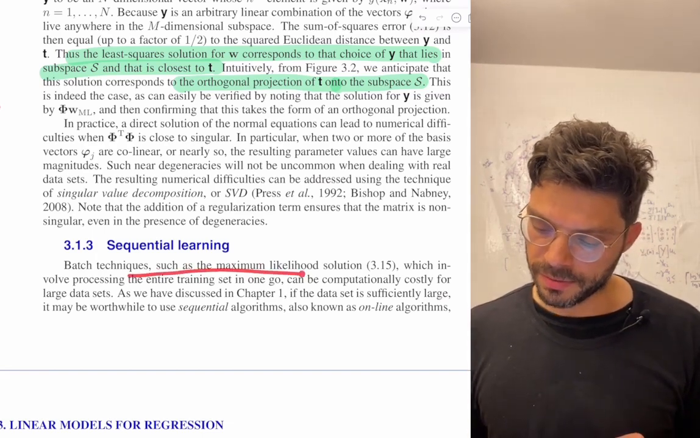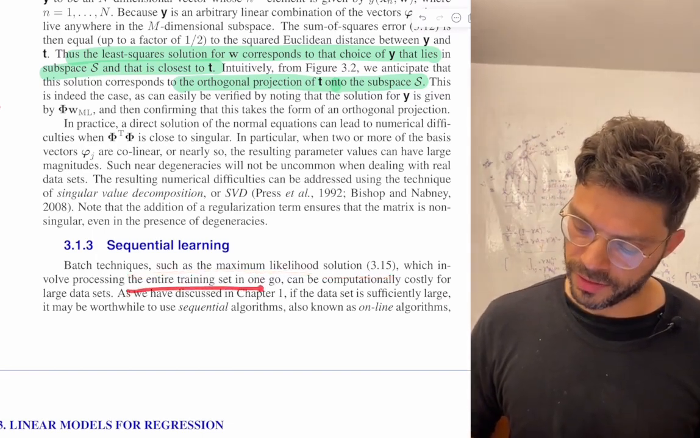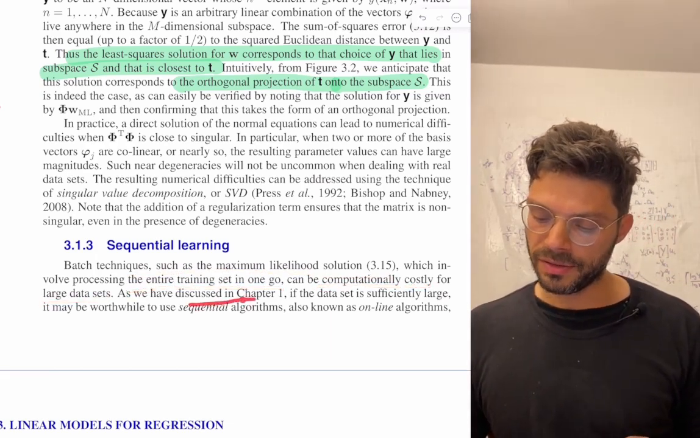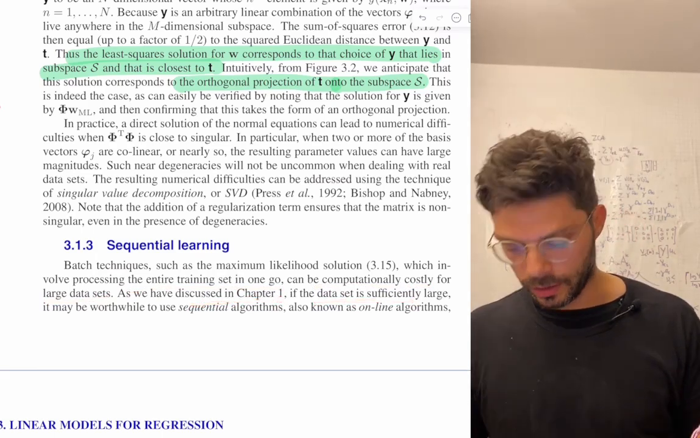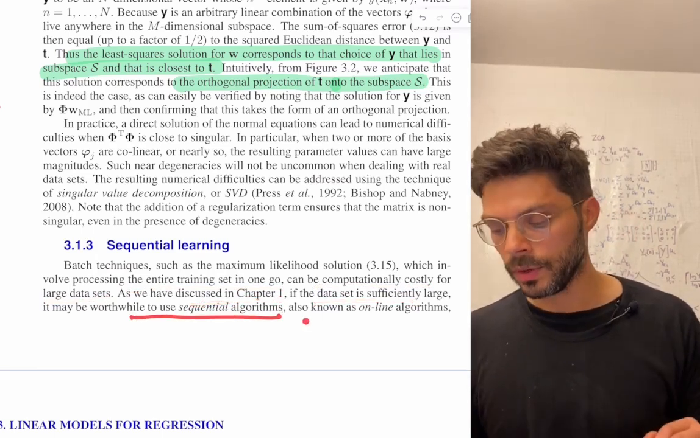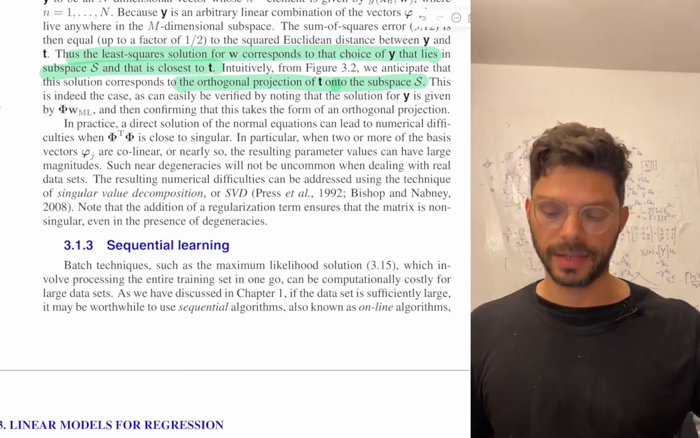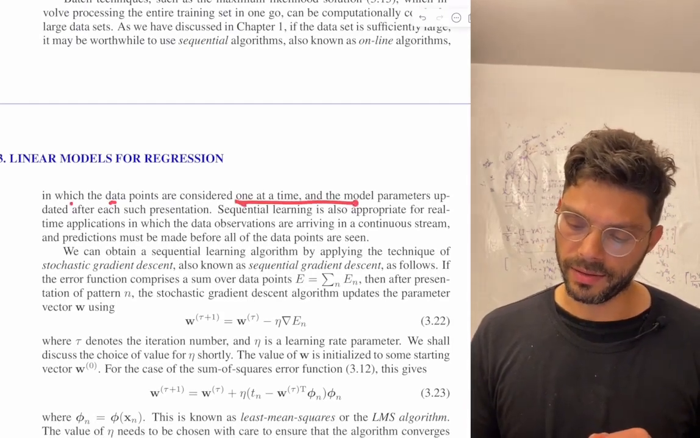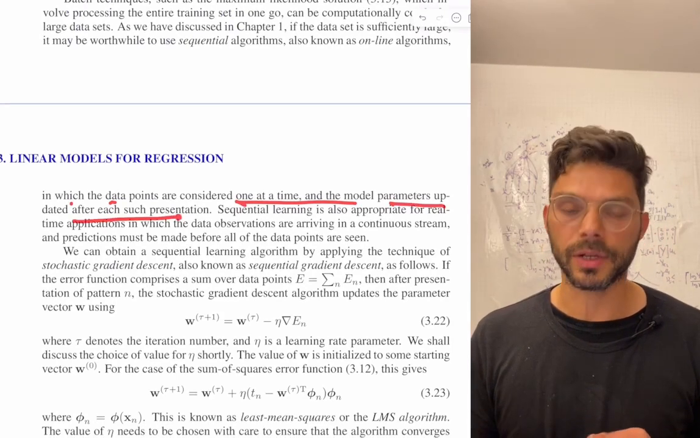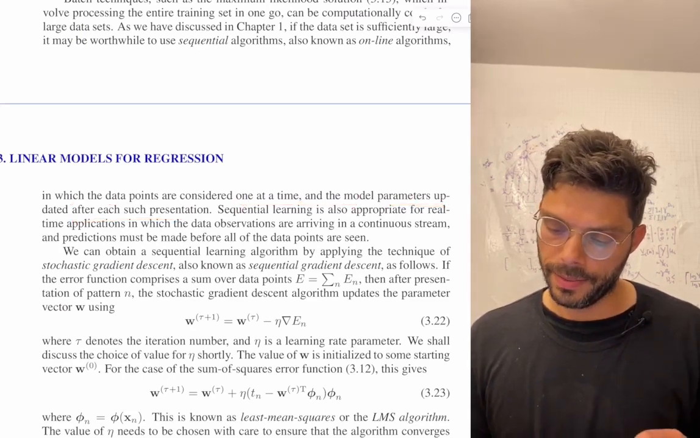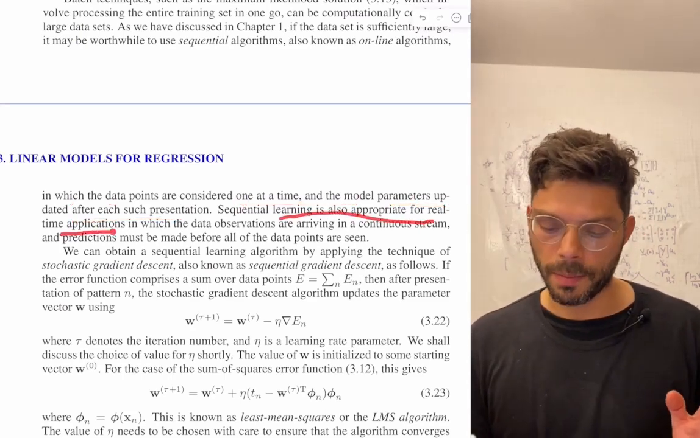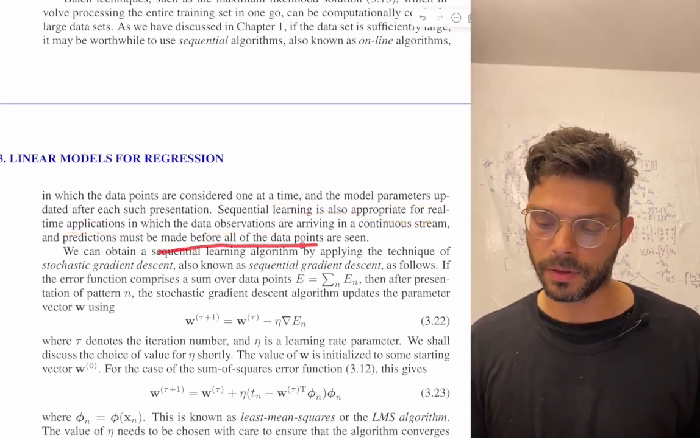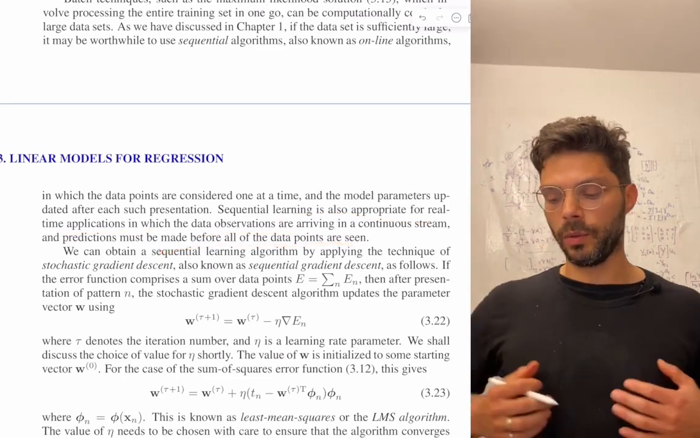It says batch techniques such as maximum likelihood, which involve processing the entire training set in one go, can be computationally costly. We already talked about this for large data sets. As we discussed in Chapter 1, if the data set is sufficiently large, it may be worthwhile to use sequential algorithms, also known as online algorithms. We talked about this in the last chapter as well, in which the data points are considered one at a time and the model parameters updated after each presentation. And sequential learning is important for real-time applications in which data observations are arriving in a continuous stream and predictions must be made before all the data points are seen. So lots of really good reasons why you want to do this.